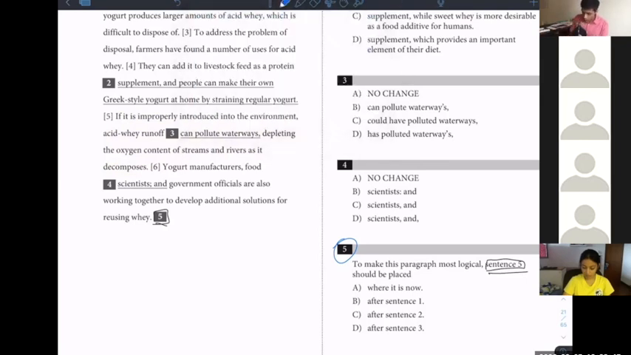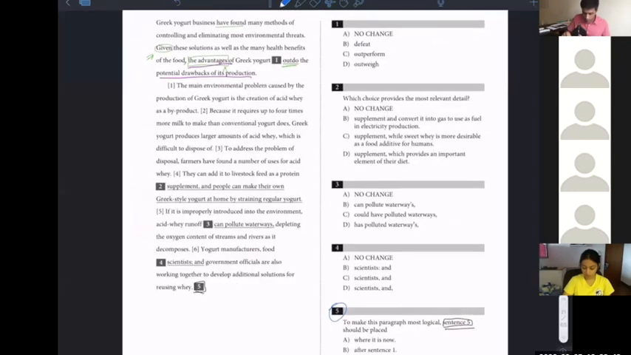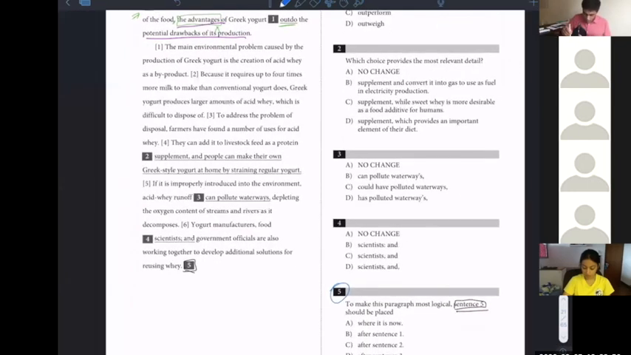So we're gonna do this by the approach we just discussed, the point of sentence. So let's read this. The main environmental problem caused by the production of Greek yogurt is the creation of acid whey. So 1 is talking about problem. 2, because it requires up to 4 times more milk to make than conventional yogurt does, this is a subordinating conjunction. Greek yogurt produces large amounts of acid whey, which is difficult to dispose of.